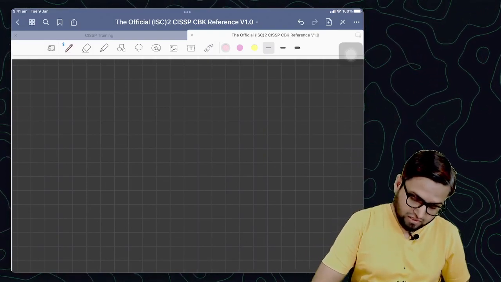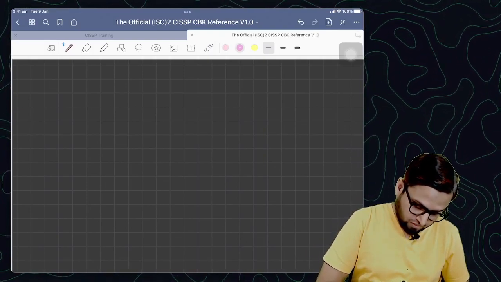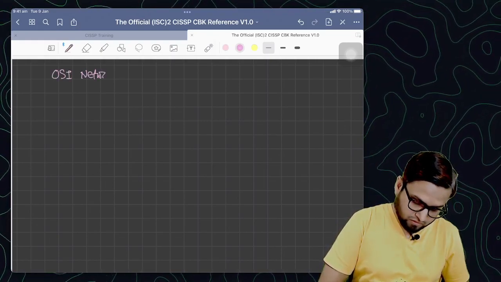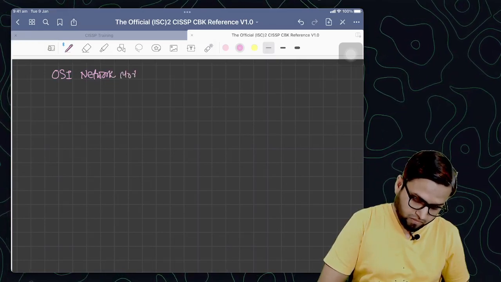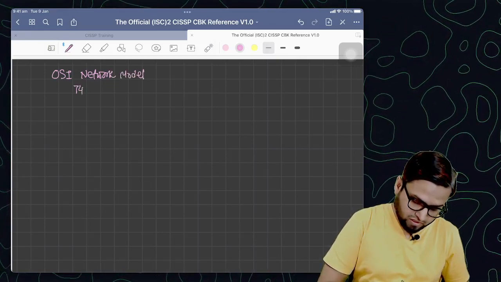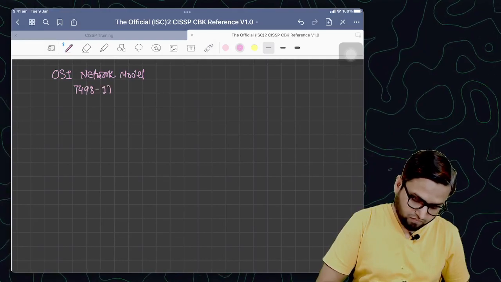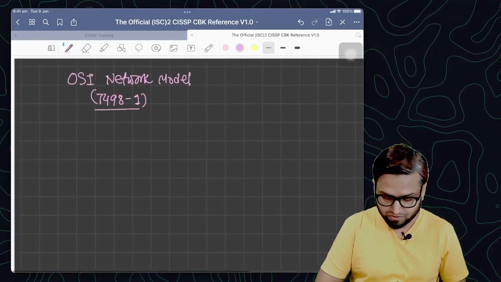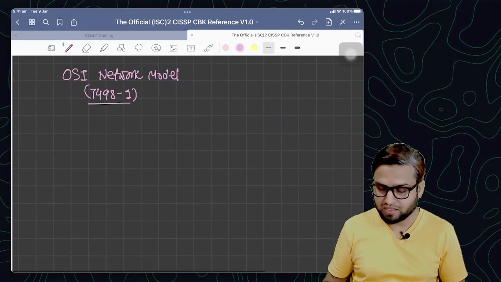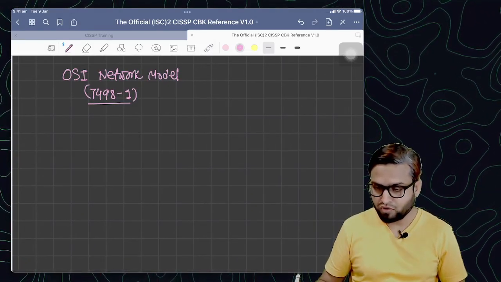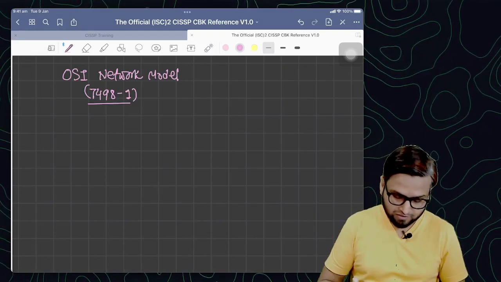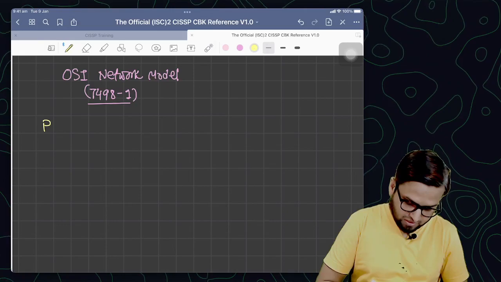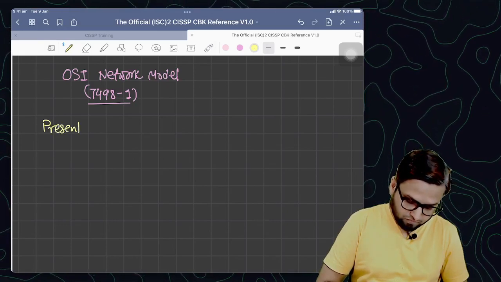So if I just write it down here, which is OSI network model, and this is 7498-1. No need to memorize this number, but if you know it, it's good. And what is that? The famous acronym is please do not trust salesperson advice, right? So it is P for presentation, which is the topmost layer.